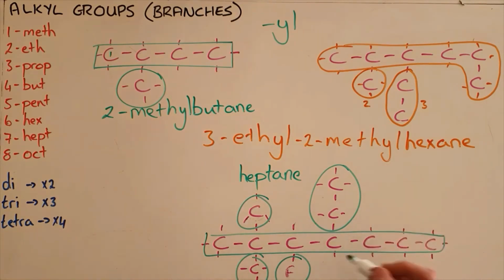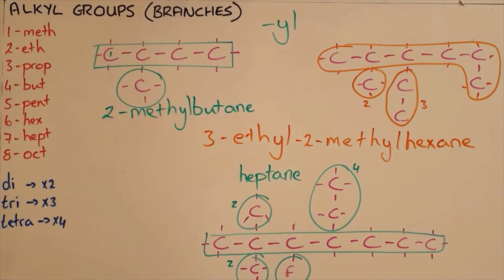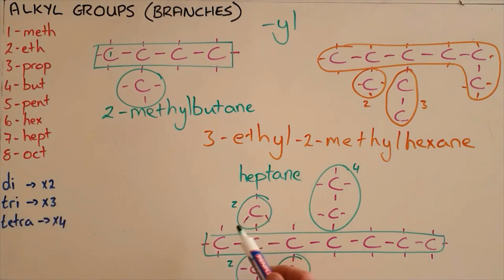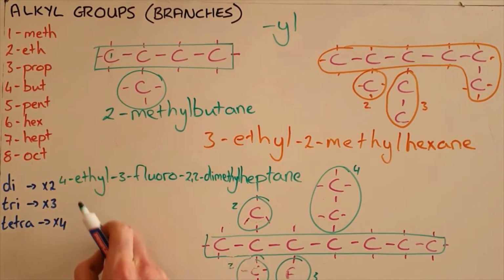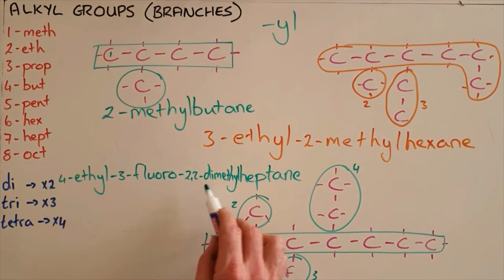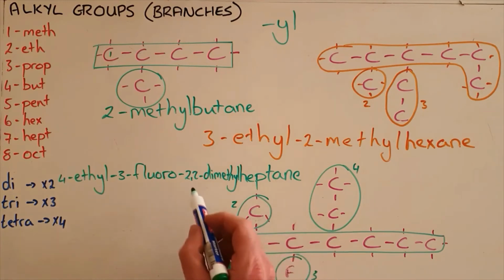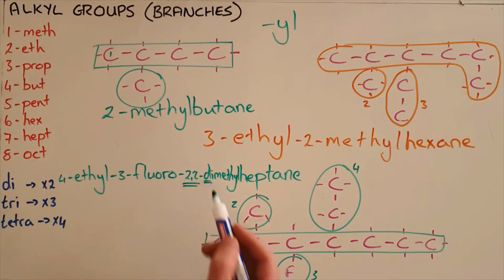Alphabetically, the ethyl branch would come first, and that would be a 4-ethyl because it is on the 4th carbon. There are 2 methyl branches, both of those on the 2nd carbon. And just like we did for the halogens, when there are 2 of them, we would use the prefix di. So we are going to have dimethyl here, and then a fluoro branch on the 3rd carbon, which makes the IUPAC name for this molecule 4-ethyl 3-fluoro 2,2 dimethyl heptane. Important to note here that even though they are both on the 2nd carbon, it is still necessary to list the number 2 twice and to indicate that with a di.